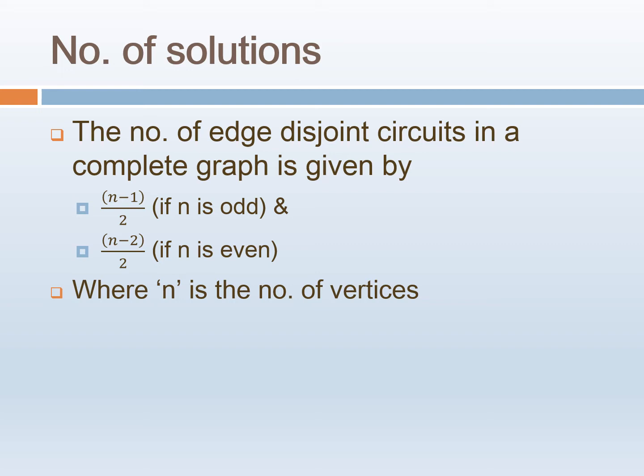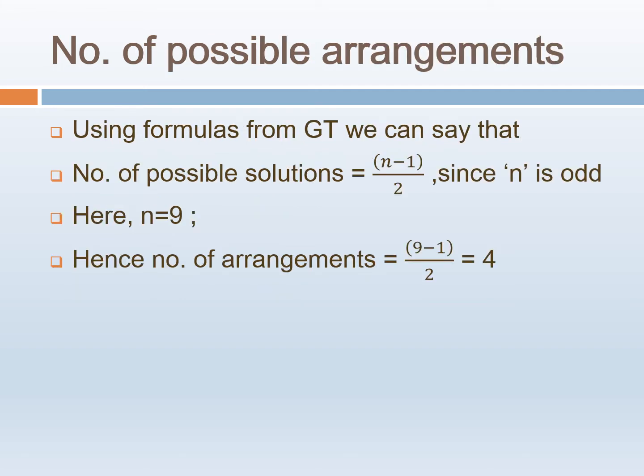Now, by means of graph theory, the number of edge disjoint circuits in a complete graph is given by (n minus 1) by 2 if n is odd and (n minus 2) by 2 if n is even, where n is the number of vertices. Here the graph that we obtained has 9 vertices. That means n is equal to 9, odd. Then the number of possible solutions is equal to (n minus 1) by 2, that means (9 minus 1) by 2, that is equal to 4. Hence, from the formulas of GT, we got the proper answer.